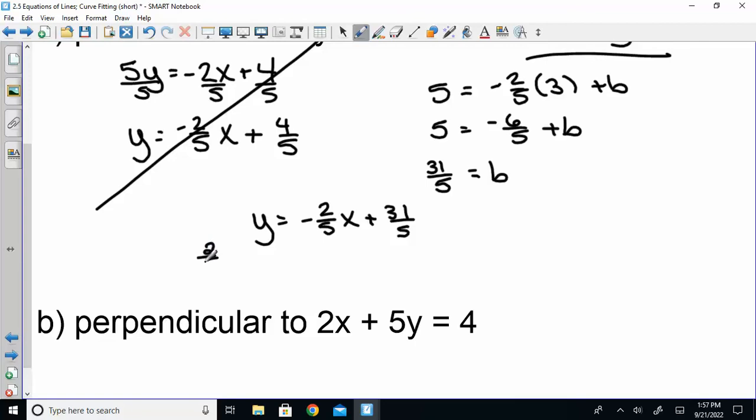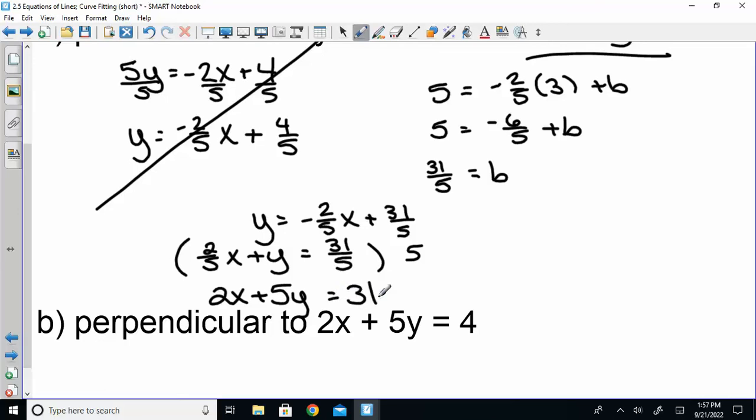So I have to move my x over, so if I add it, okay, standard form, x has to be positive, and it is. X and y have to be on the same side, and they are. And we can't have any fractions. So what would eliminate these fractions? Multiply everything by 5. So we get 2x plus 5y equals 31.